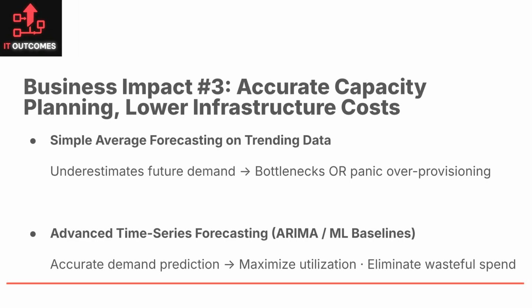And finally, this approach benefits the business also by improving capacity planning, right? Simple averages lead to either performance bottlenecks or expensive, panic-driven over-purchasing or over-provisioning, right? And that's what we tend to see. So if we do good advanced forecasting and we use things like machine learning baselines, we provide more accurate demand predictions, and that's going to allow us to maximize utilization, eliminate those wasteful cloud expenditures, minimize costs and optimize the use of our resources.